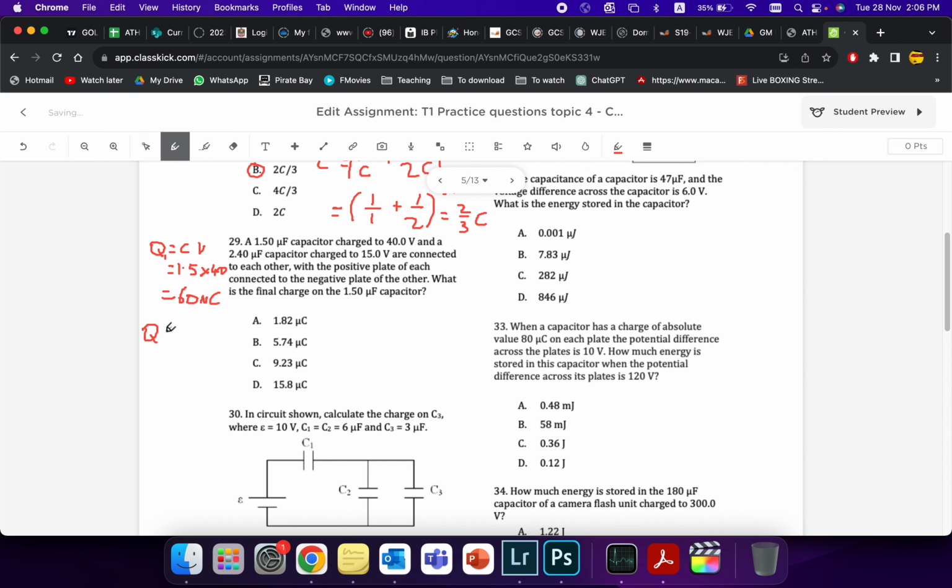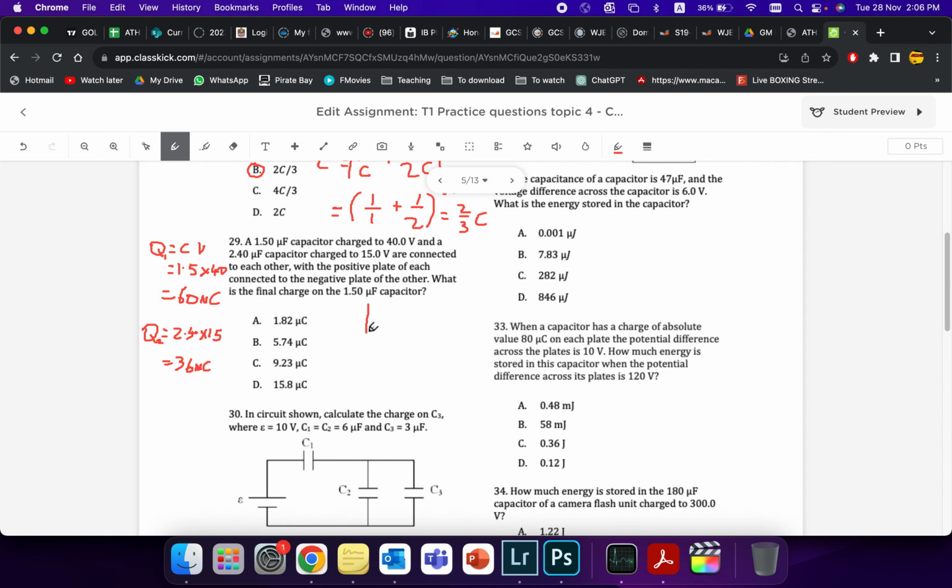Q2, I will quickly check now as well. Let's find out. 2.4 times 15. 2.4, this is Q2 now. Multiply that by 15. Once I've done that, I will get the answer. 2.4 times 15 is 36 microcoulombs. So this is the total charge I have on each capacitor before I connect them. Now I'm going to connect them.